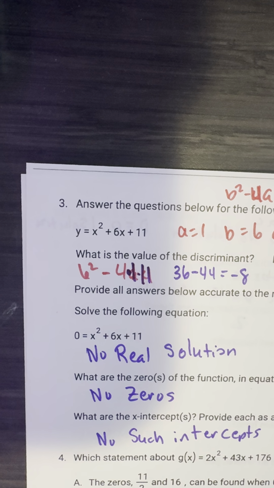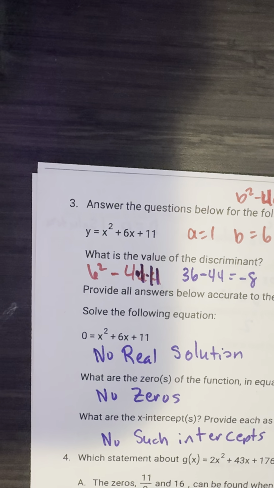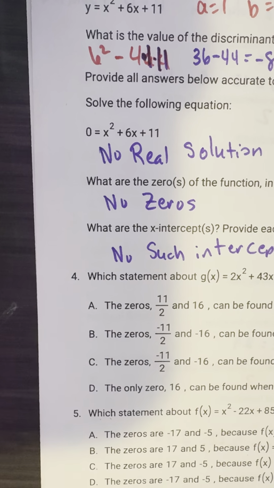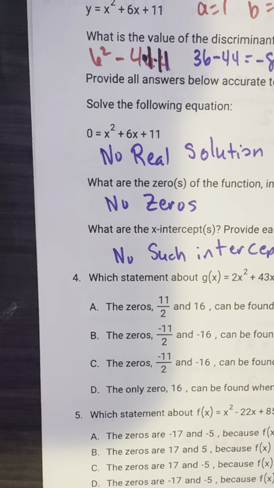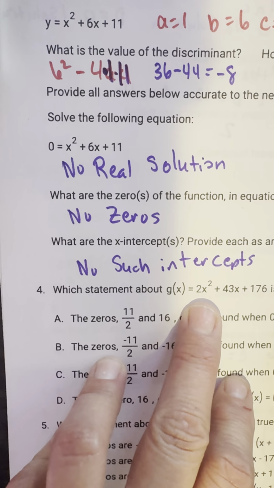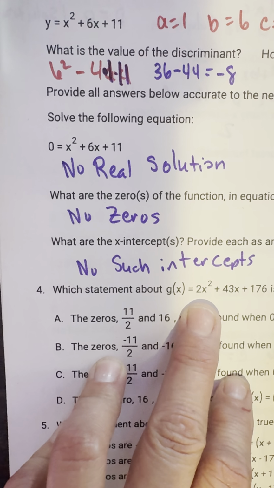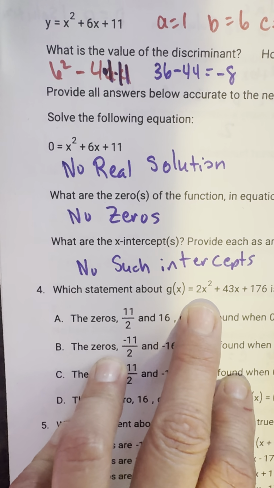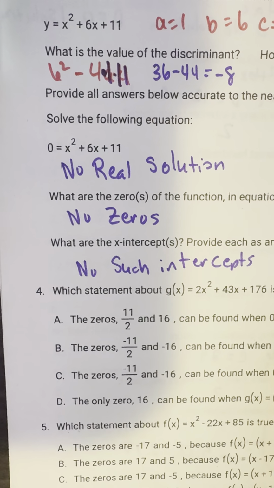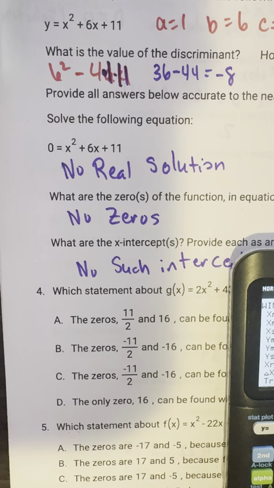Okay, the next 3 will go much faster. They're multiple choice. So notice that our answers are positive or negative 11 halves, or 16, just looking at the zeros. So that's why your window has been changed. So we're going to go to y equals, type in your equation, and I'm going to go ahead and go to my window.